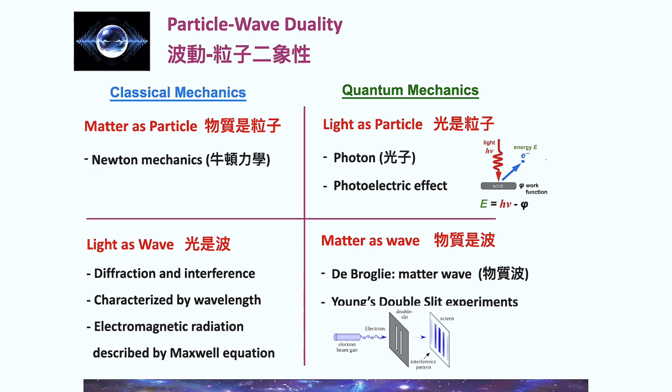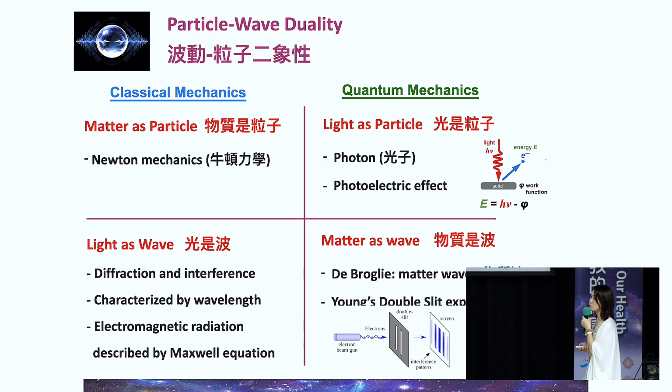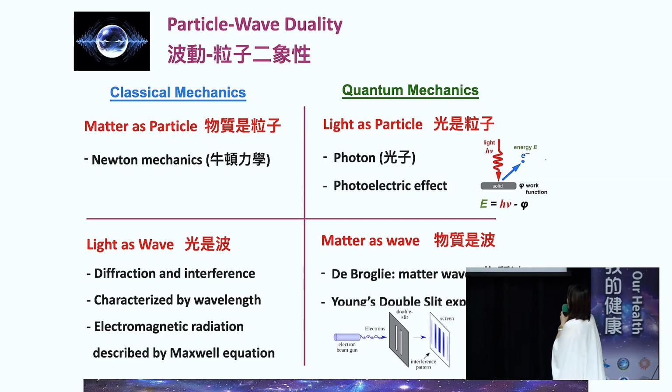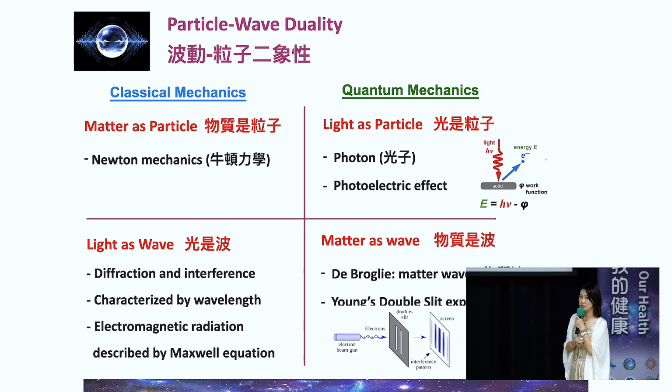For this, we need to understand, or you might have already heard about, the particle-wave duality. In classical mechanics, we treat matter as particles and light as wave. But with the advancement of quantum mechanics, we came to realize that light also exhibits particle-like properties due to the discovery of the photoelectric effect and other effects like the Compton effect. In contrast, matter, to our surprise, also exhibits wave-like properties, owing to the development of de Broglie. He proposed that matter also has wave-like properties. Another very famous experiment is Young's double-slit experiment, which showed that electrons actually exhibit wave-like properties.